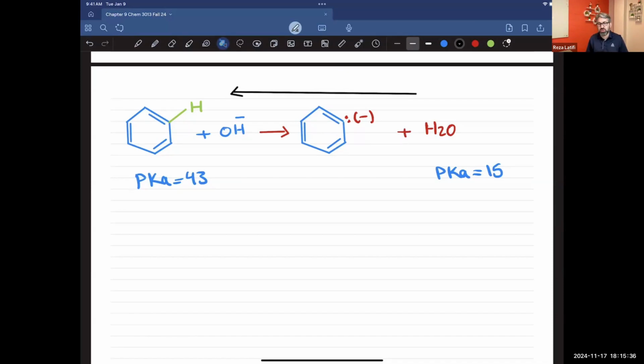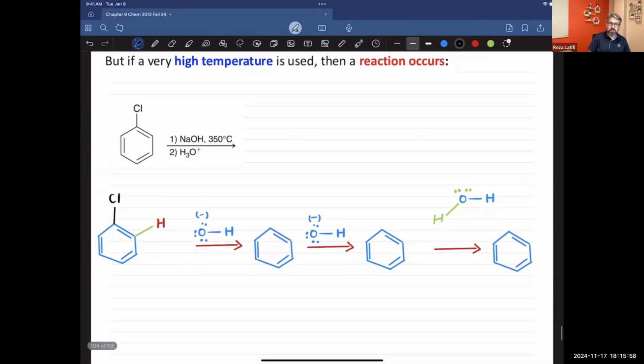So if you take benzene and treat it with OH, no way to get this intermediate. That's not going to happen. You're not going to get this base. This base is super unstable. The second you generate it, it will grab H from the solution and turn back to benzene. So this is not the way to get phenol. Okay.